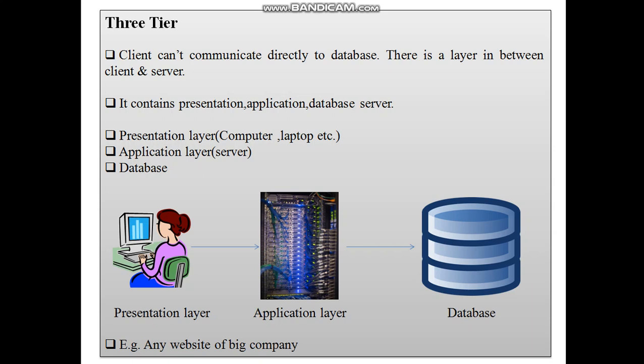An example of three tier is any website of a big company, let's say youtube.com. When you search for any video on YouTube, you cannot directly communicate with the YouTube database. Whatever you type, the request goes first to the server, and then the server fetches that video from the database and it is shown to the client. This is how the three tier works.